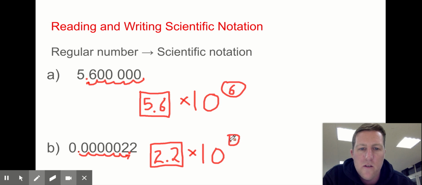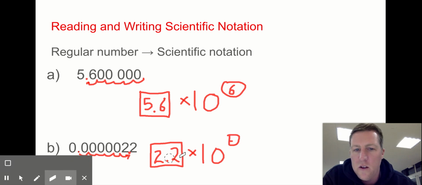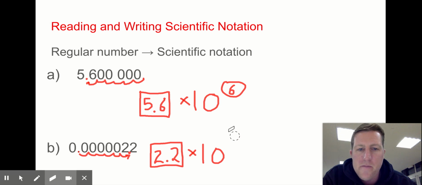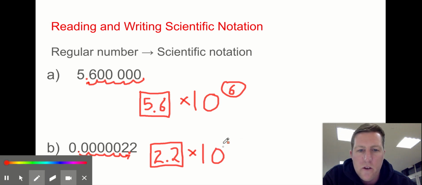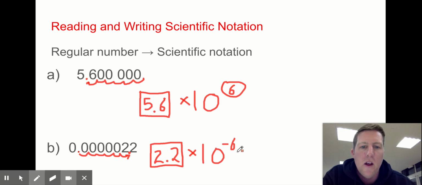And my circle is so small, I'm going to erase it quickly here. Okay, so instead of writing +6, I'm writing 10 to the power of -6. So we can have a negative power here. It just represents a very small decimal number. All right, so that's how you move from a regular number into scientific notation. These are big numbers, 5,600,000, so it has a positive power. And this is a very small number, 0.000022, and it has a negative power. All right, so those are the important things to remember about this.